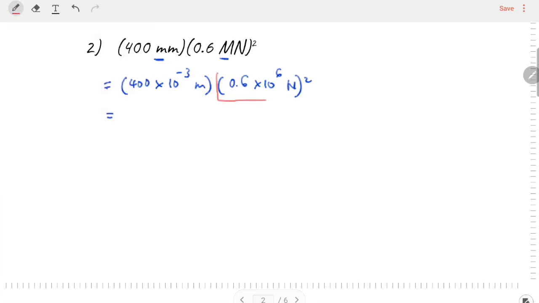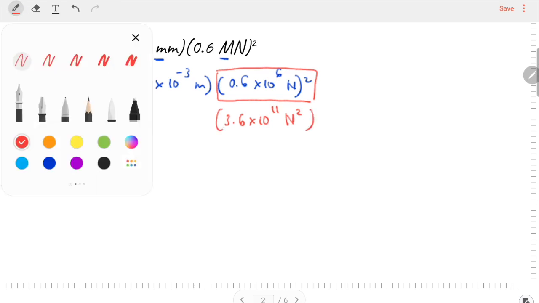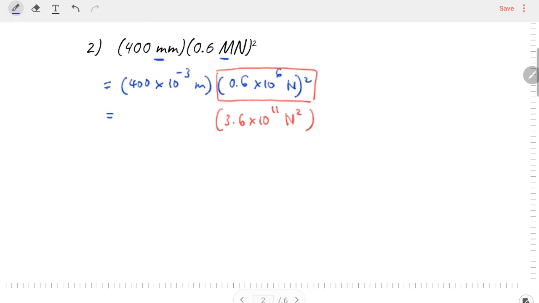Now let us first solve for the squared value. So 0.6 times 10 power of 6 Newton power of 2 would be equivalent to 3.6 times 10 to the power of 11 Newton squared. So we are solving the power 2 problem first, and then we just carry over the first expression, which is 400 multiplied with 10 to the power of negative 3 meter. From here onward, you can just use your calculator, and you will get a value of 1.44 times 10 to the power of 11 meter Newton squared.